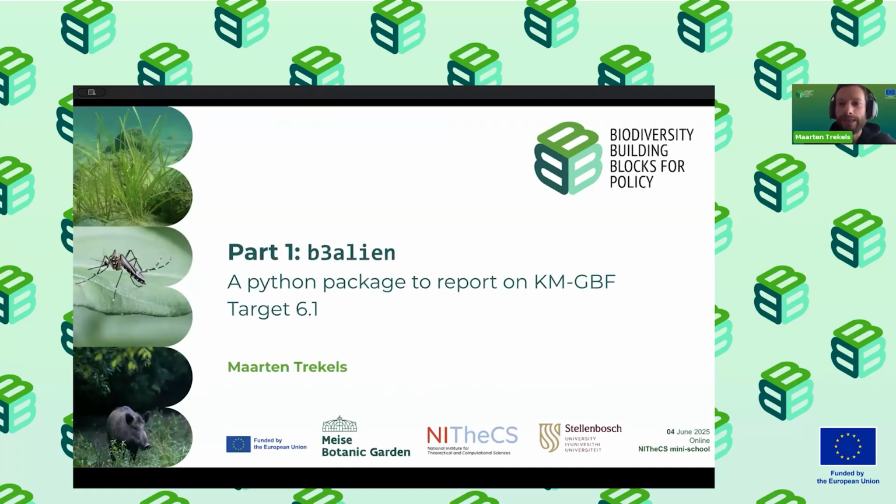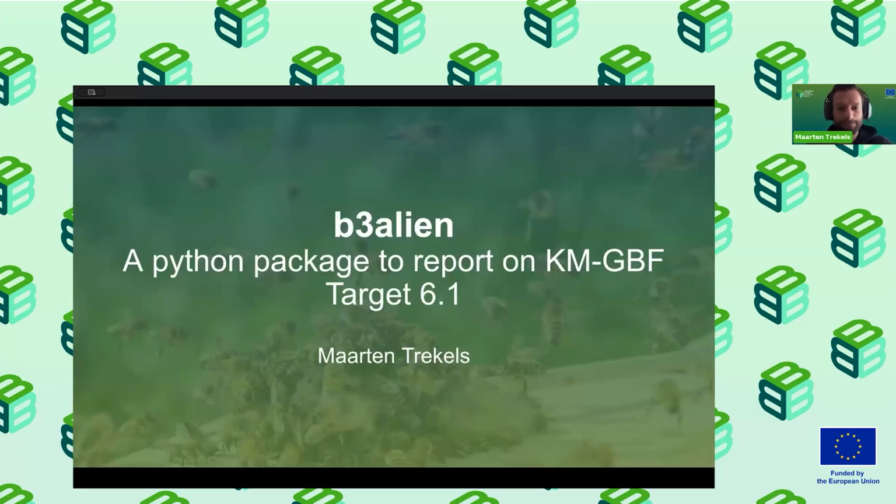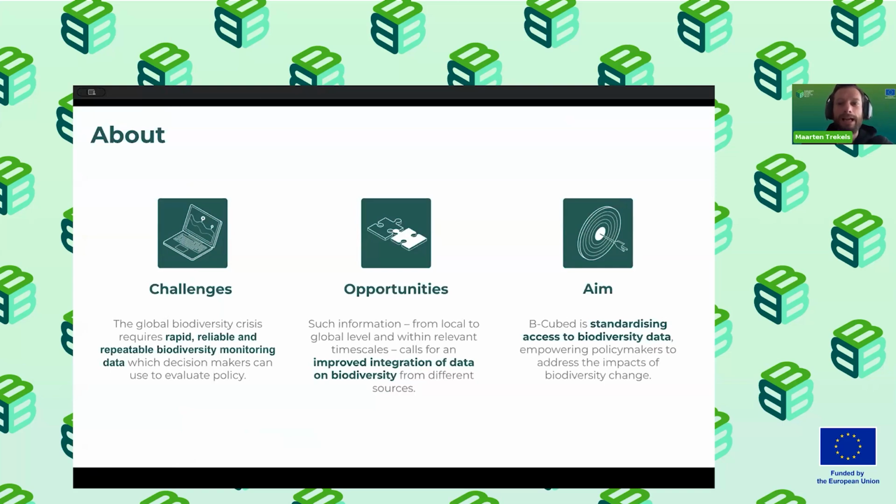This is a Python package that was developed to report on the coming Global Biodiversity Framework Target 6.1 indicator. And why are we using b-cubed for this? Well, the aim of b-cubed, or the challenge that we are facing, is to have rapid, reliable, and repeatable workflows to report on certain indicators.